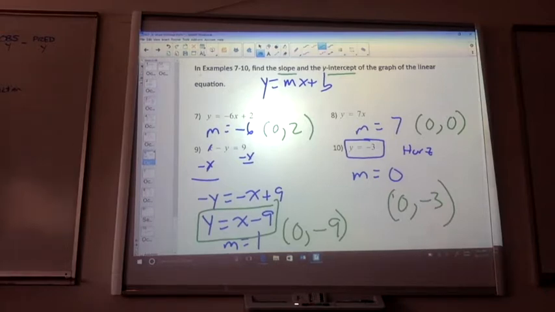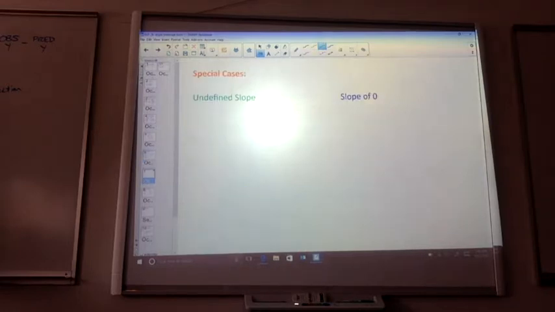So a horizontal line does have a y-intercept, but it has a slope of 0, so it doesn't have any rise to it. Feeling okay? Undefined slope. An undefined slope would be something like this.